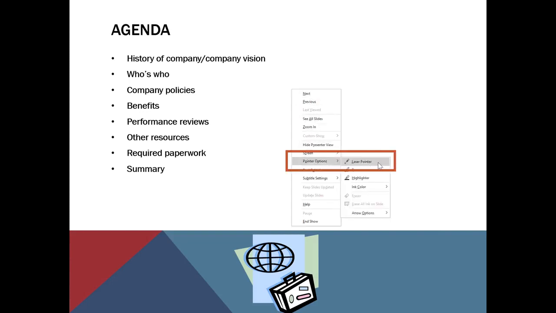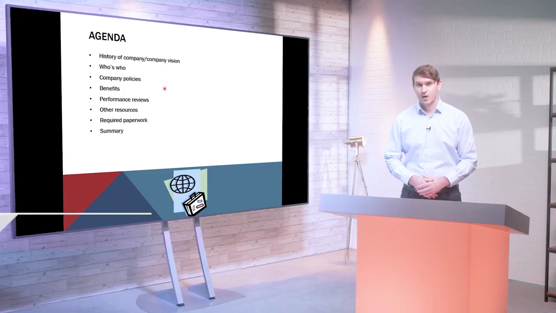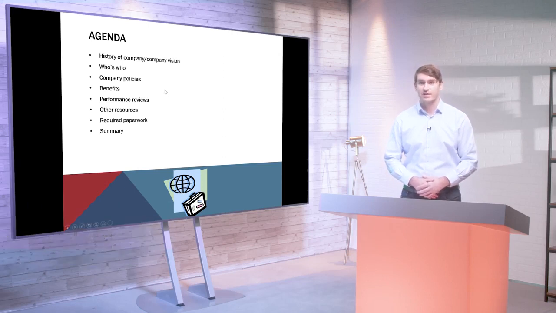The laser pointer turns your cursor into a bright red dot that can be used to point out important objects on the screen while you are presenting. Press the Escape key to cancel the laser pointer and return to the mouse cursor. Be careful not to press the Escape key twice, as this will end the presentation.